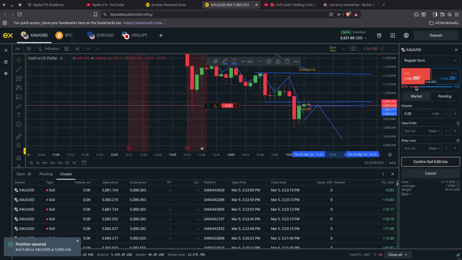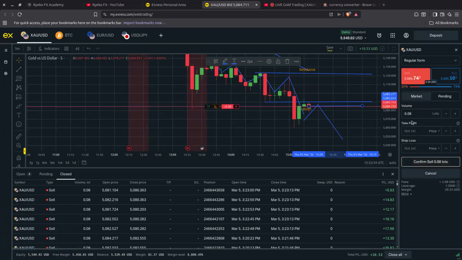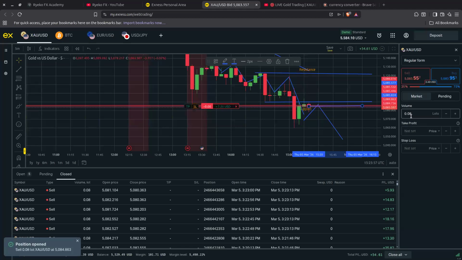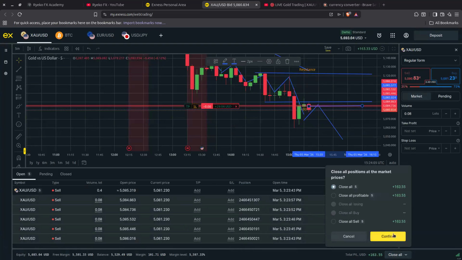I'll only open 5 positions. My lot size is 0.08. Please don't use 0.8, use 0.08 if your money is small. Guys, see, I'm making money. See, 170, 200.